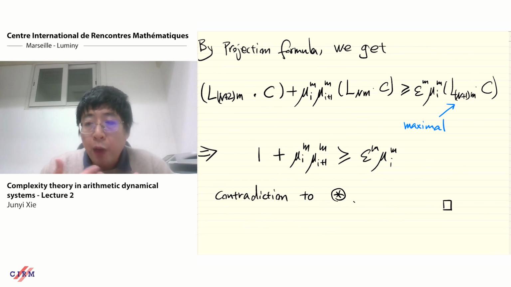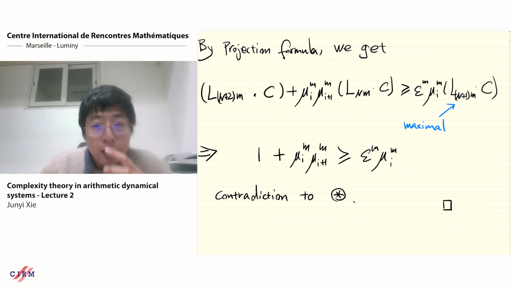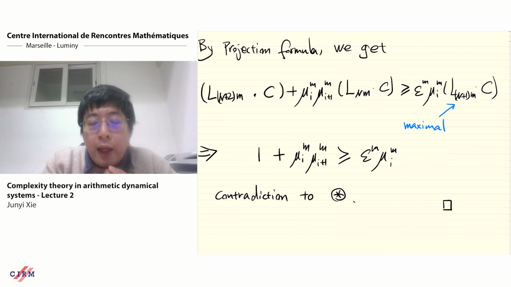Okay, but by our choice, the intersection number in the right hand side, this L^{n+1m} · C, is maximum. So if you divide by the right hand side, you can get 1 plus μ_i^m over μ_{i+1}^m is larger or equal to ε^m μ_i^m. And this is a contradiction to our assumption star.